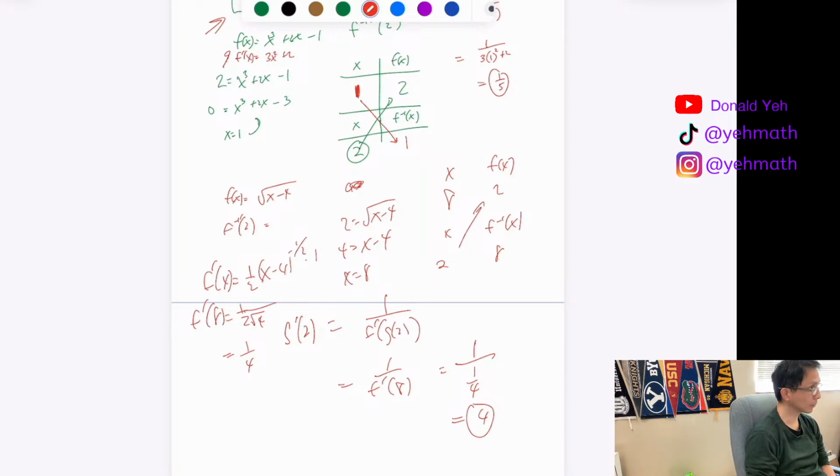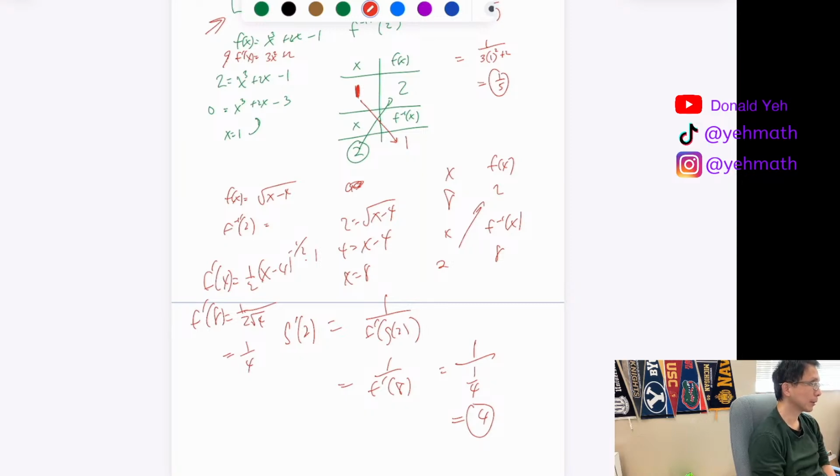You didn't like to say that. I don't want to plug in 2 because I'm looking for the inverse, not an x value. I'm looking at the inverse at 2. Inverse at 2 means the original function's y is equal to 2, so you should set that equal to 2.